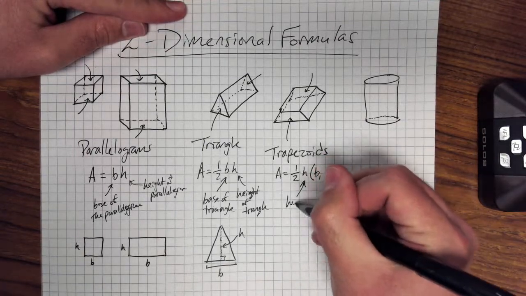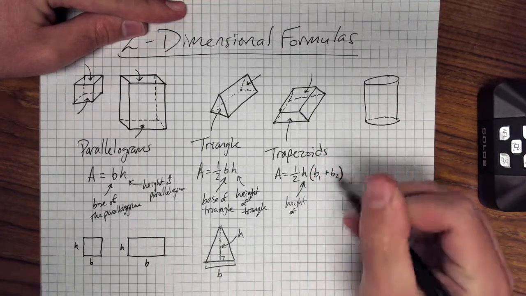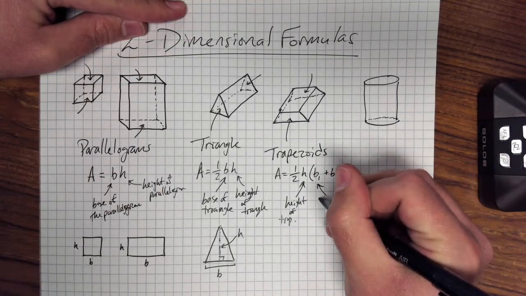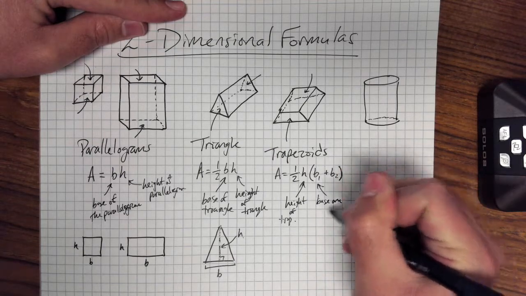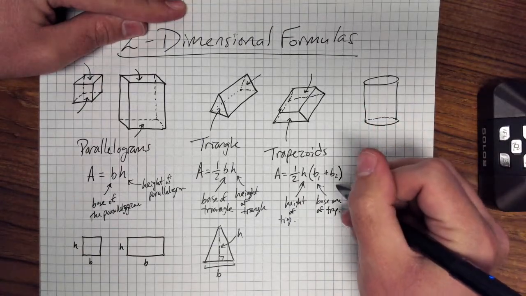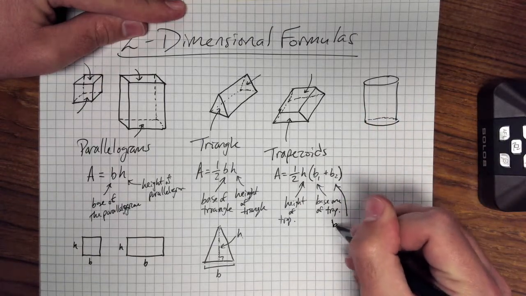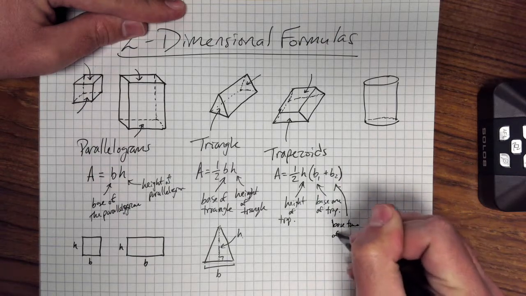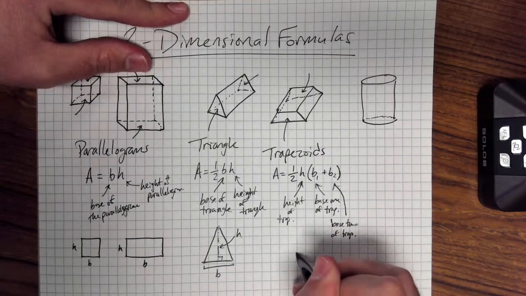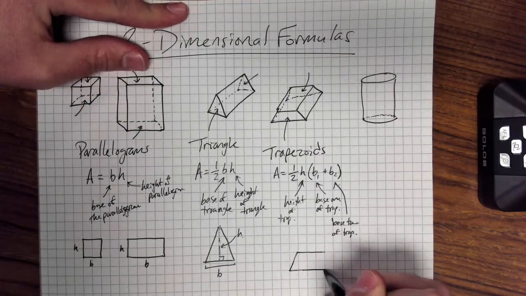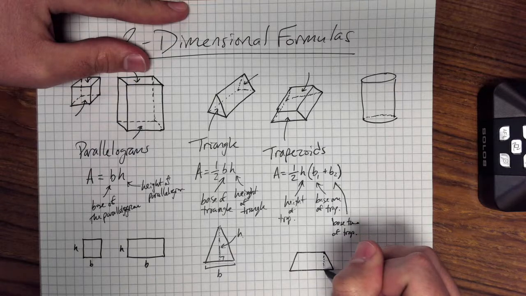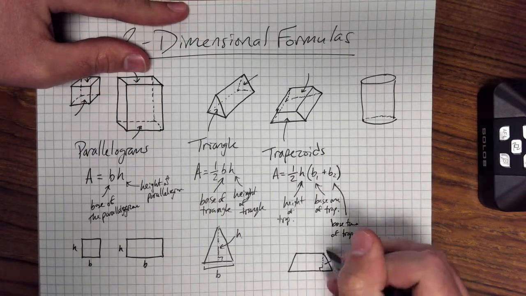So first of all, this is the height of the trapezoid. Just going to abbreviate that. This is base 1 of the trapezoid, and this other one is base 2 of the trapezoid. So if we bring a trapezoid down here, just a real simple one, a lot of times the height will be given here. It's the height from one base to the other.